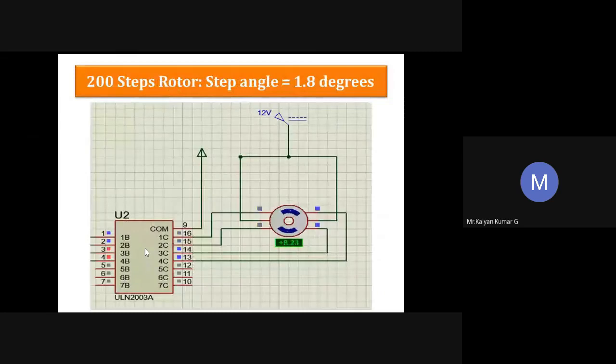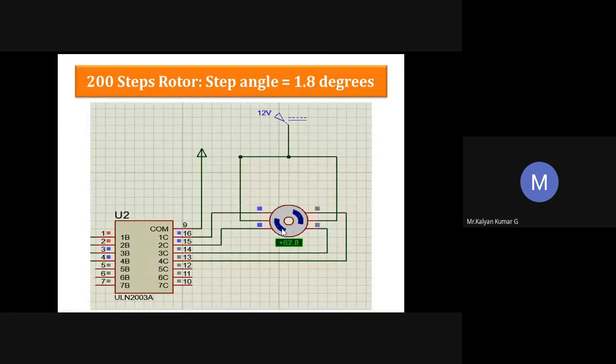You can have a look at this small example of how a motor will rotate. Corresponding to this are your ports, and these are being energized, and each time it's energized, it rotates. In total there will be 200 steps, which means each step will be 1.8 degrees actually.